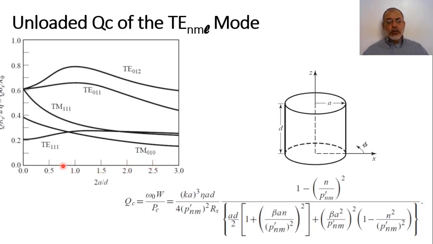As a chart for the quality factor as a function of the diameter to the length of the cavity, we can note that the quality factor of the lowest modes, which is TE111 mode or TM010 mode, is not the highest quality factor. Actually, as we are going to increase the mode order, we are going to increase the quality factor of the cylindrical resonator. So we can note that the higher order modes have higher quality factor or conductor loss quality factor.